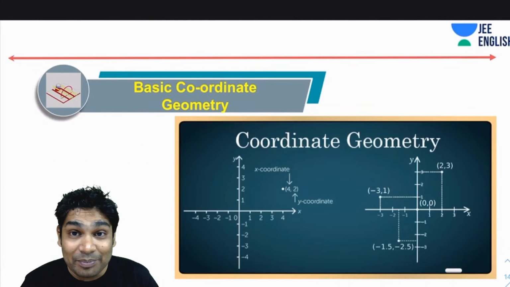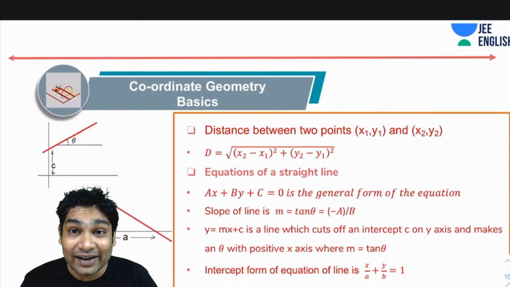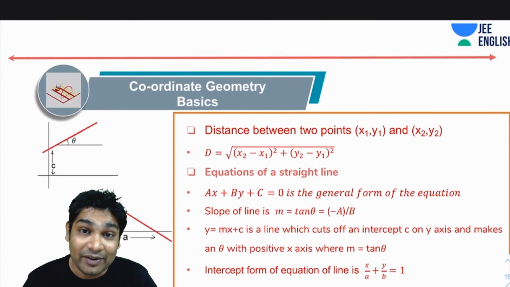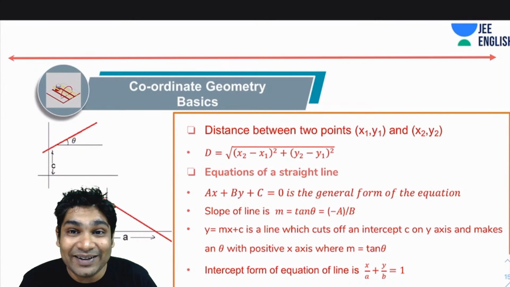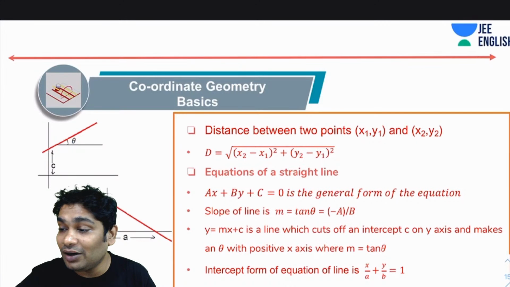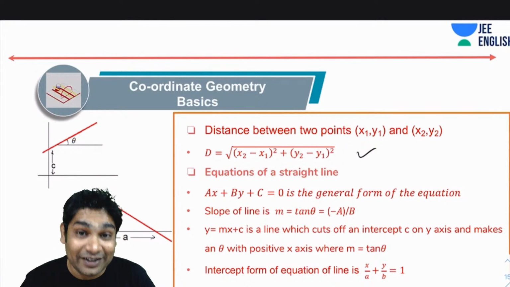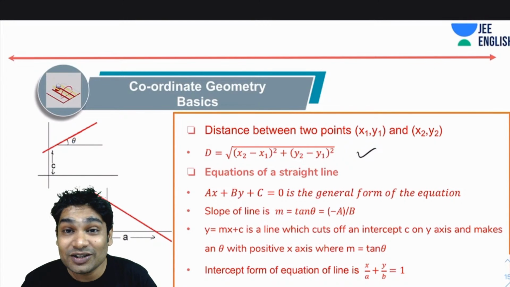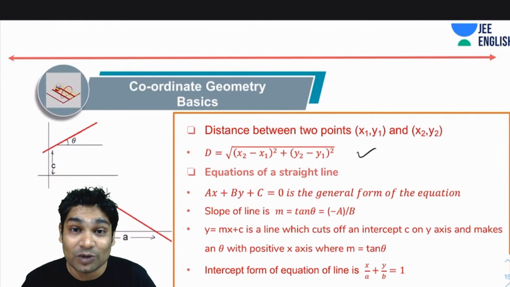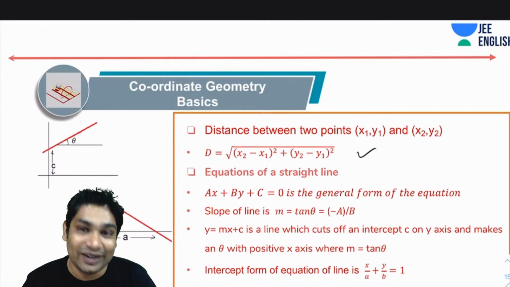Now let's talk about some basic coordinate geometry. In coordinate geometry, every point in space is represented with its x, y, and z coordinates. Let's talk about 2D coordinate geometry first. If you want to find the distance between two points x1, y1 and x2, y2, you do that using this formula. We used this to find the length of a vector. The length of the vector was nothing but the distance between 0, 0, 0 and x, y, z, which is the square root of x square plus y square plus z square. That was nothing but the distance formula.